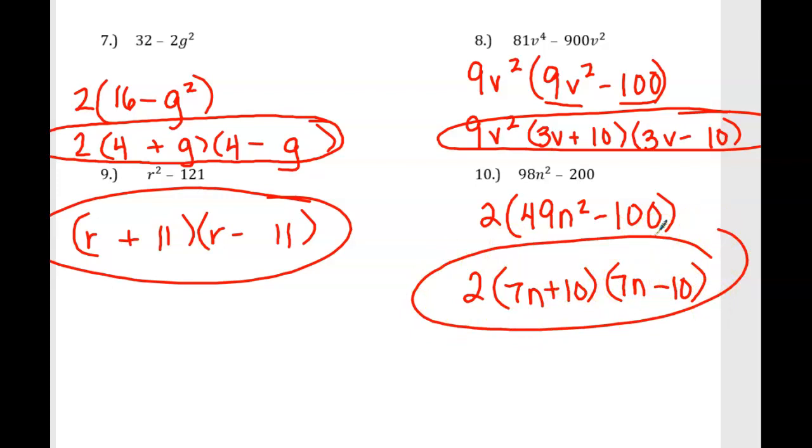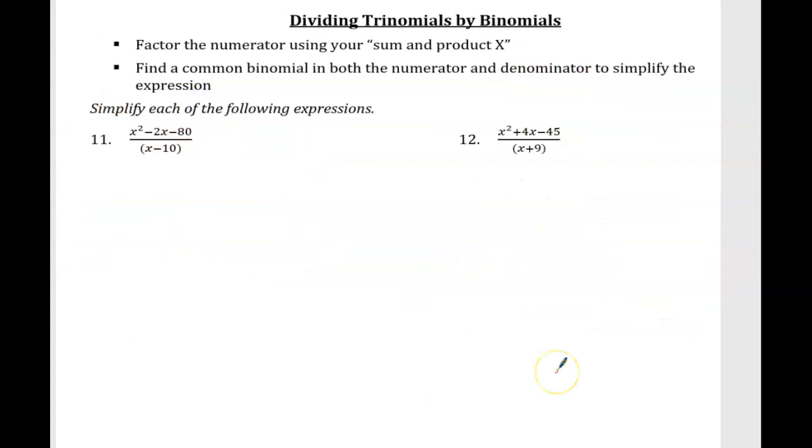Okay, so as long as you recognize the perfect squares, it should be pretty easy to just take those two perfect squares, the difference of perfect squares, and split it into two binomials. All right, the next part of the lesson is when we actually divide a trinomial by a binomial.